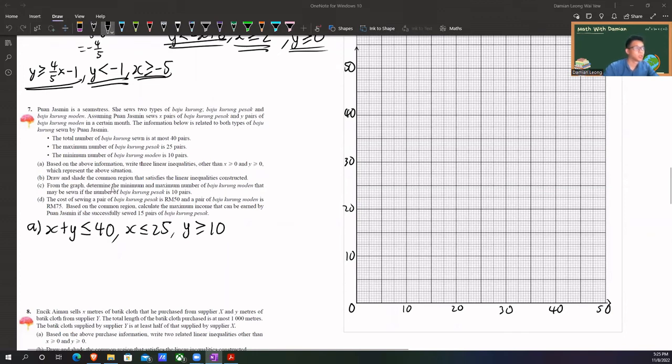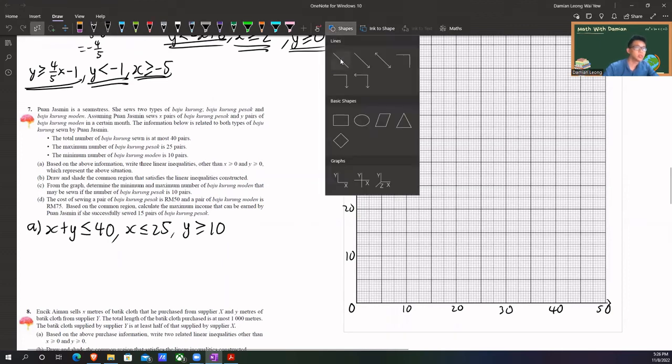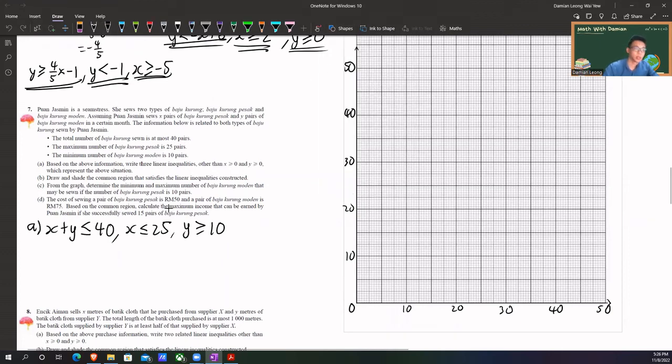So draw each of these lines. All of it has equals. So usually the inequality that it gives you in this kind of question will have equals, so you don't really need to worry. So if x is 0, y is 40. If y is 0, x is 40. So from 40 to 40, draw a straight line. This is the line x plus y equals 40.